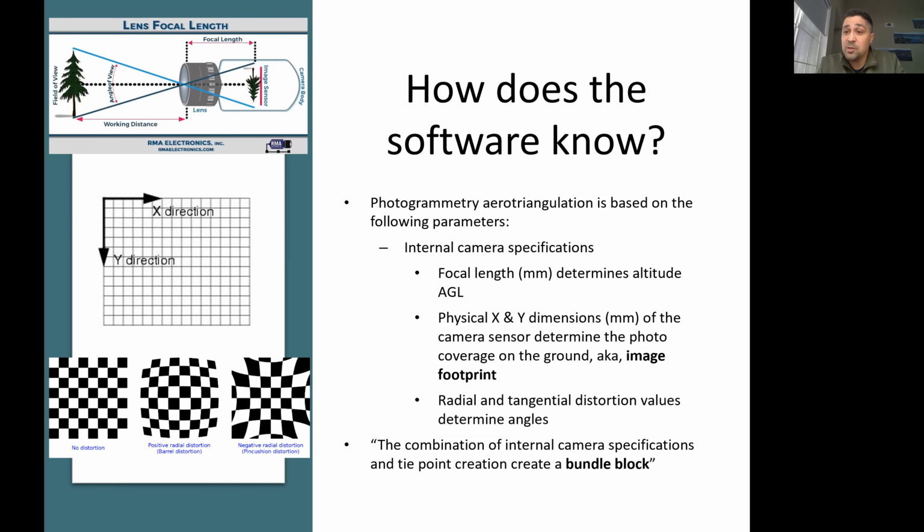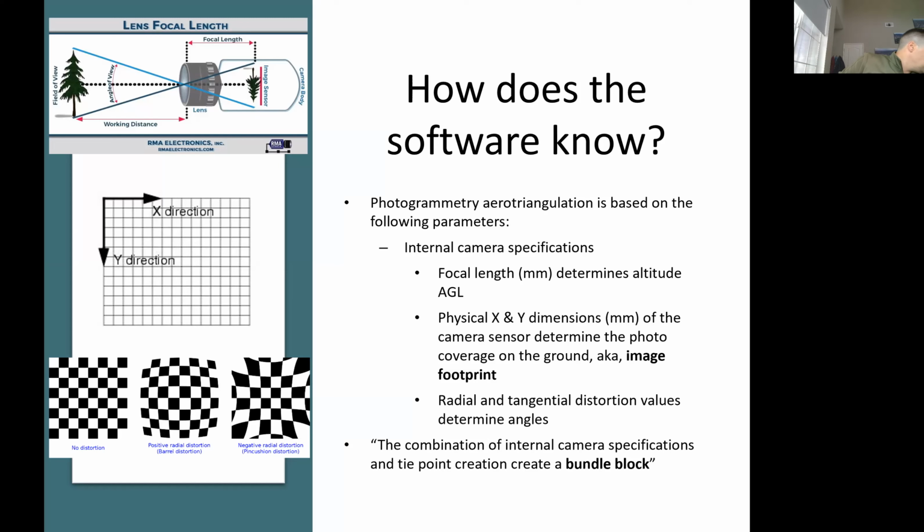It looks at internal camera specifications, okay? And really three things. The focal length, which is generally stated in millimeters. The focal length is a big one because that's going to determine what altitude the drone is going to fly above ground level. So here's a focal length as an example: you have an image sensor, and the distance from the image sensor to the end of the glass on the camera is called the focal length.